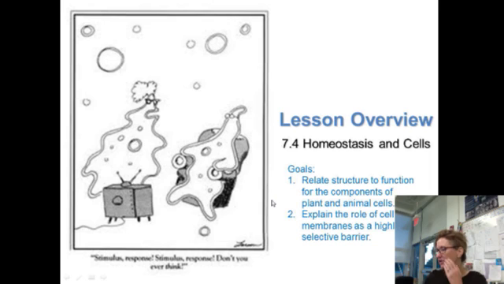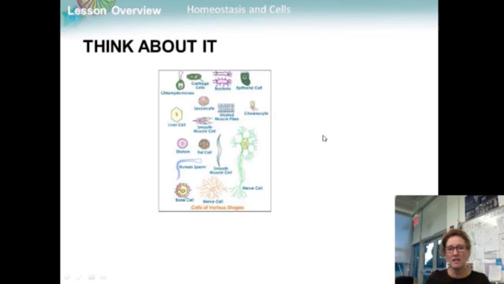Our goal is to relate structure to function for the components of plant and animal cells again, and also explain the role of cell membranes as a highly selective barrier. Moving along here. Let's think about it.